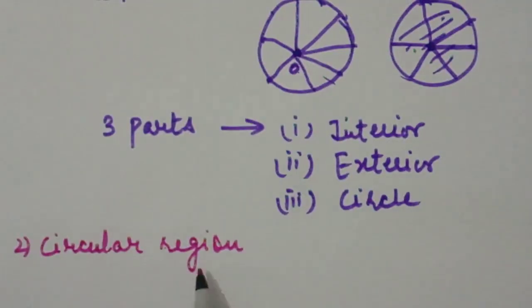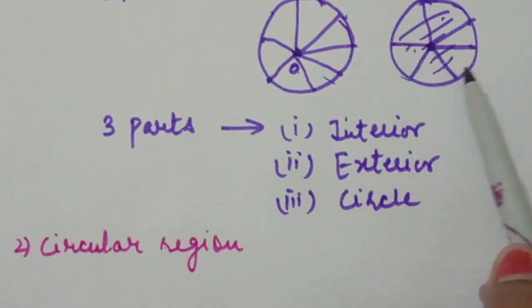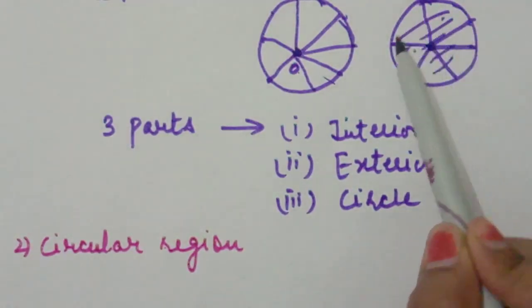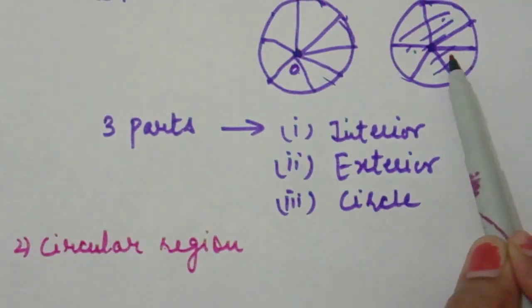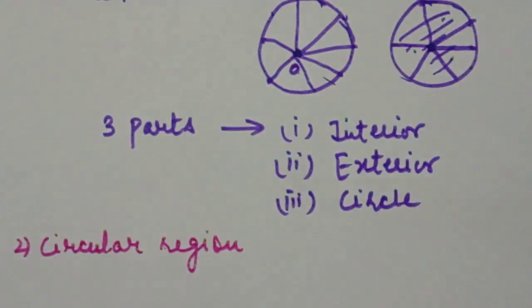Students, the second definition is circular region. Now the question is, what is a circular region? The circle and its interior part make a circular region. The combination of this circle and the interior part is called the circular region.